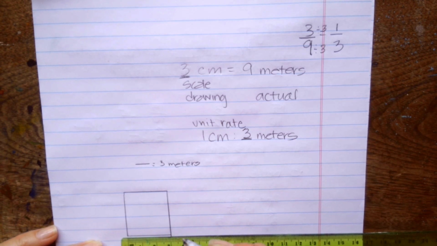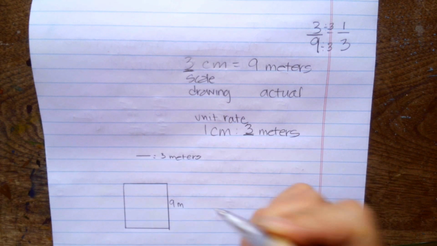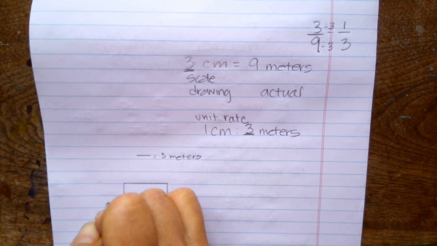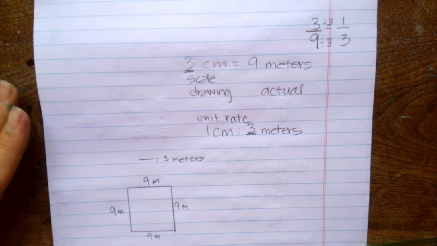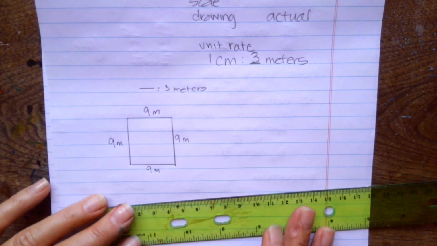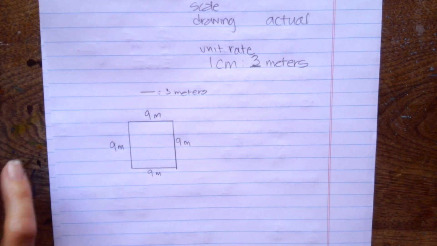Okay, so each of these would stand for 9 meters. And this would be our scale drawing. Okay. Make sense? Yeah, and that's all you have to do, is find the meters and then make the scale drawing.